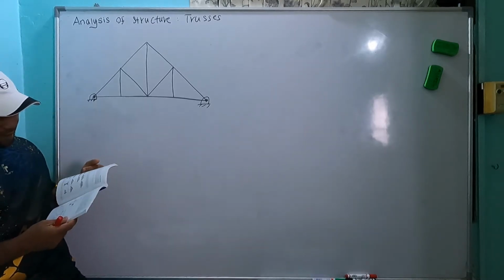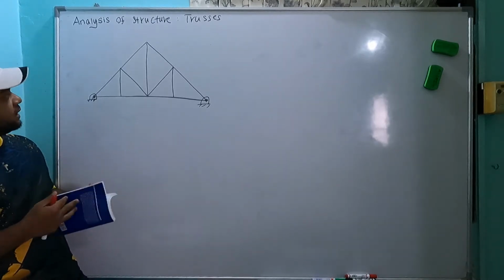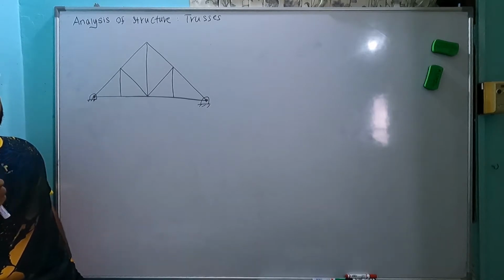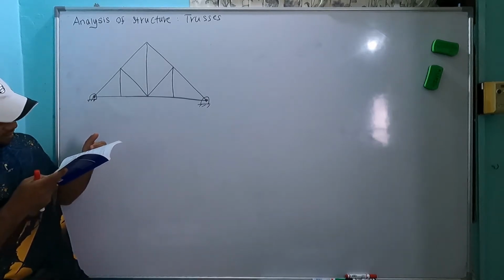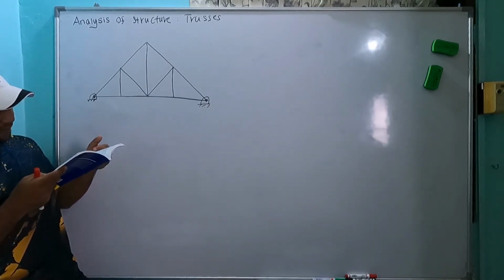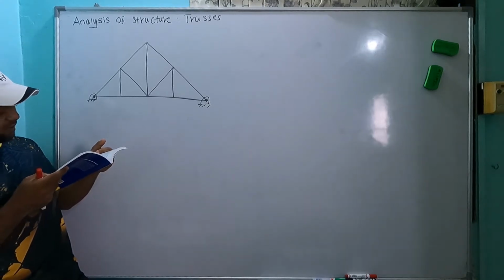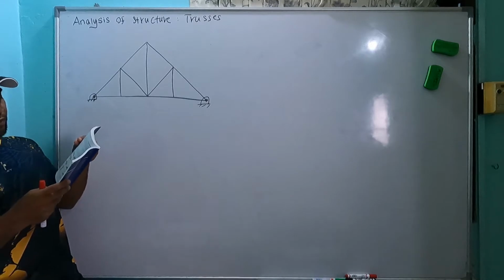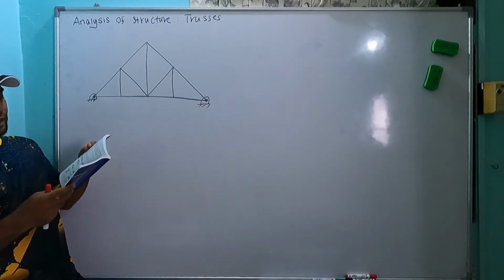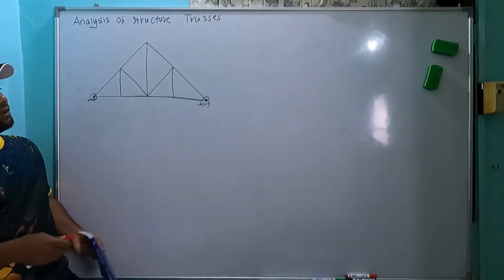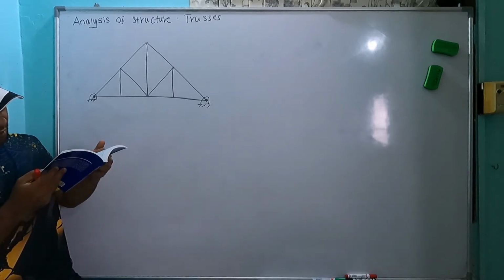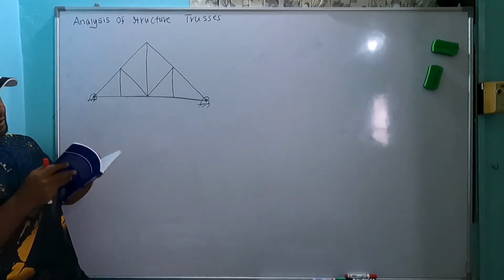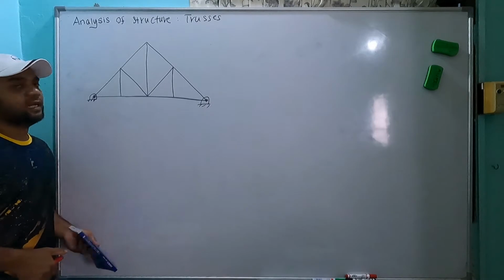In this book we explain that trusses are actually made up of members with end connections, designed to support a load in one plane only. That's why we normally analyze them in two dimensions. Members with end connections, meaning that we have trusses here.